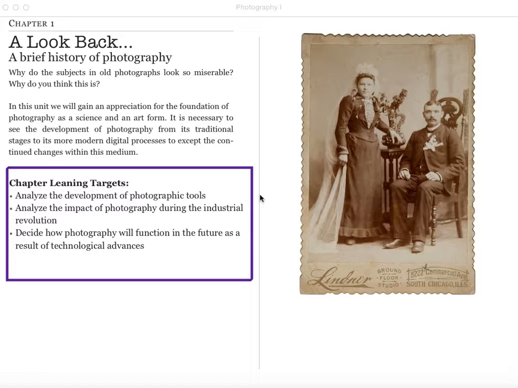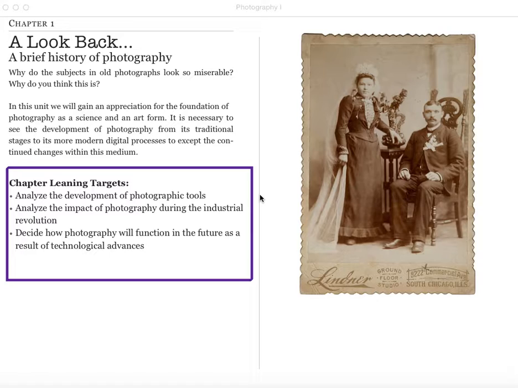In this unit, we will gain an appreciation for the foundation of photography as a science and an art form. It is necessary to see the development of photography from its traditional stages to its more modern digital processes to accept the continued changes within this medium.